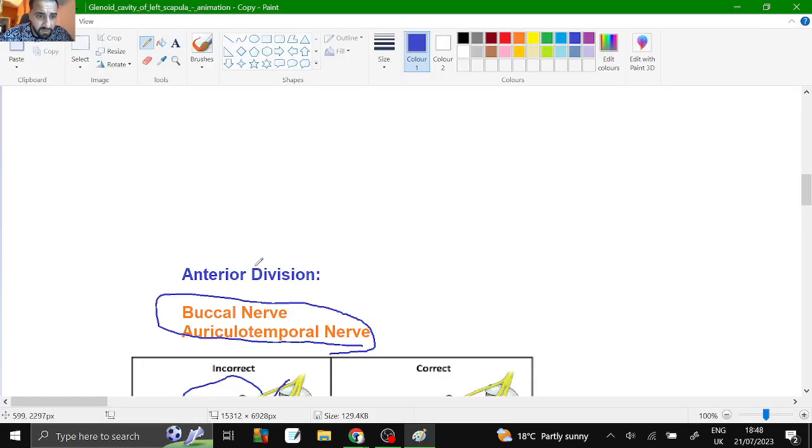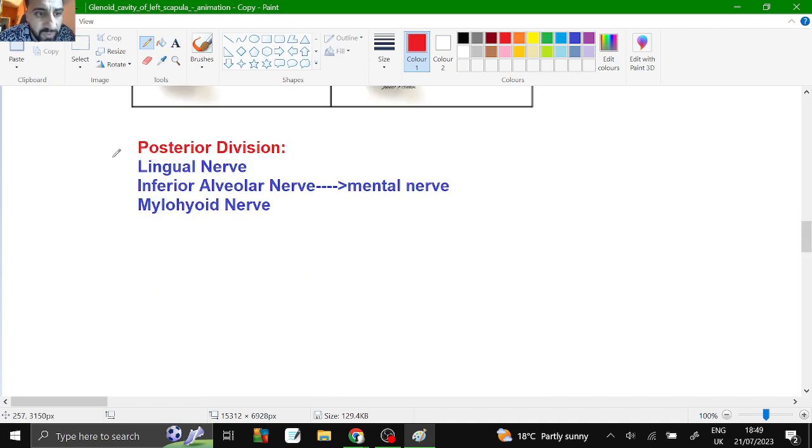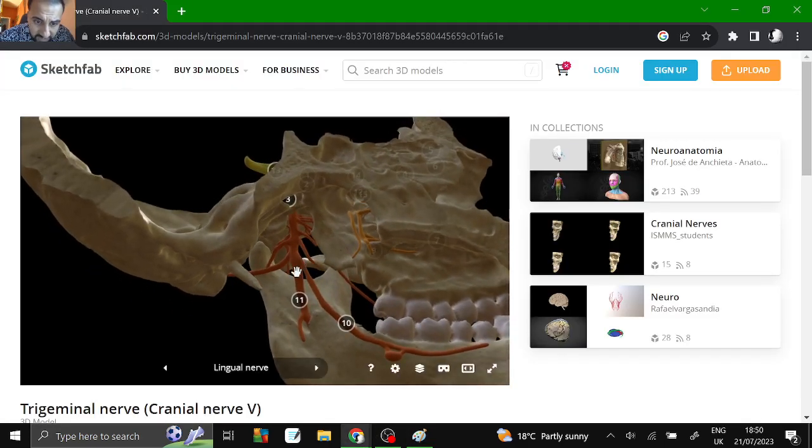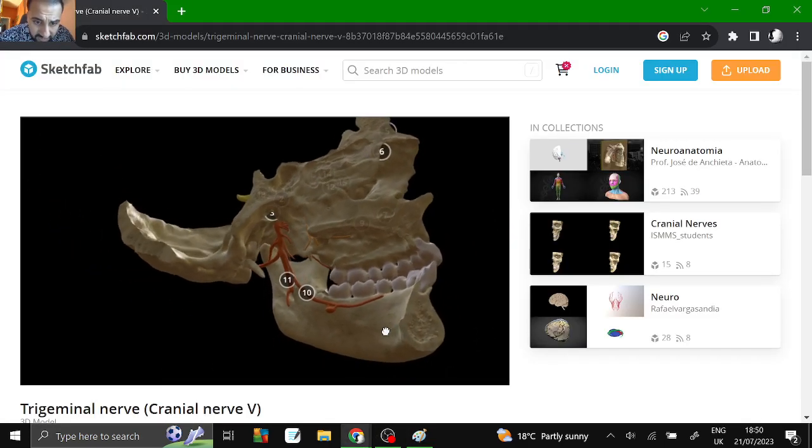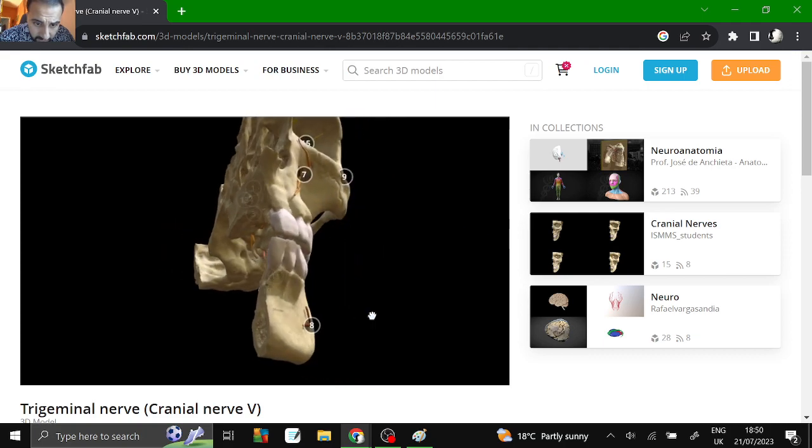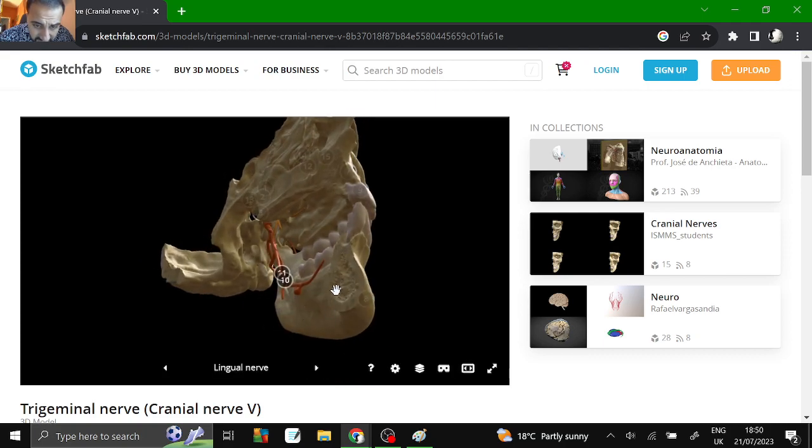So as you can see here, the anterior division consists of buccal nerve and auriculotemporal nerve. The posterior branch will give branches. The first one is the one we said, lingual nerve, and it supplies the anterior 2/3 of the tongue, the sensation, not the taste, be careful. And the second branch of the mandibular nerve is inferior alveolar nerve, the one that will go inside the mandibular foramen, and it will go inside the mandible itself. That's why we cannot see it here, because it runs inside the mandible.